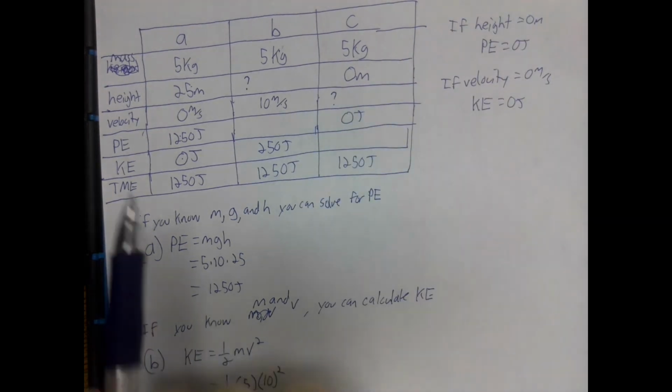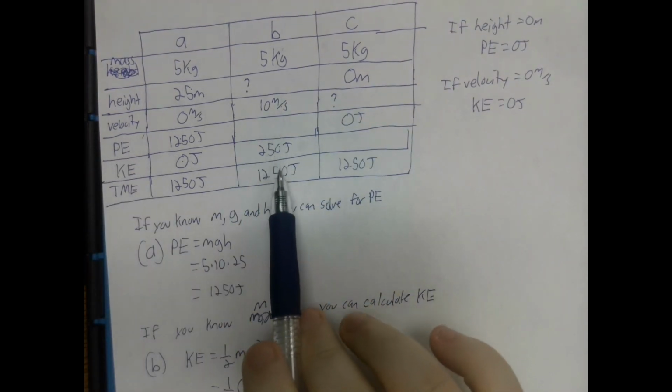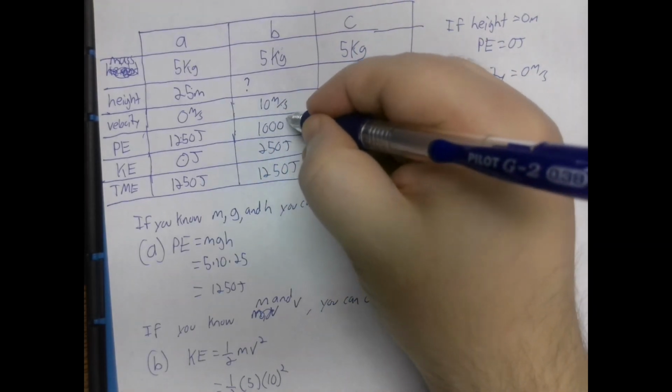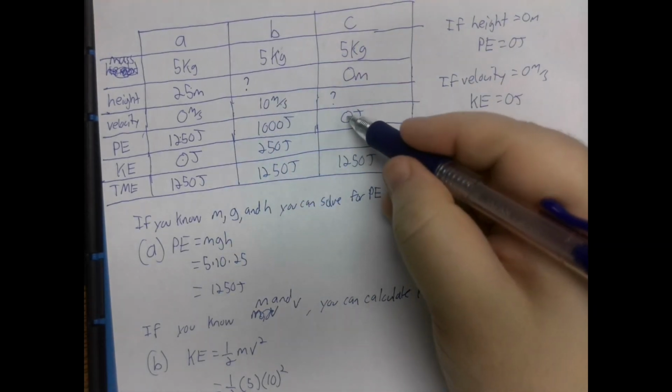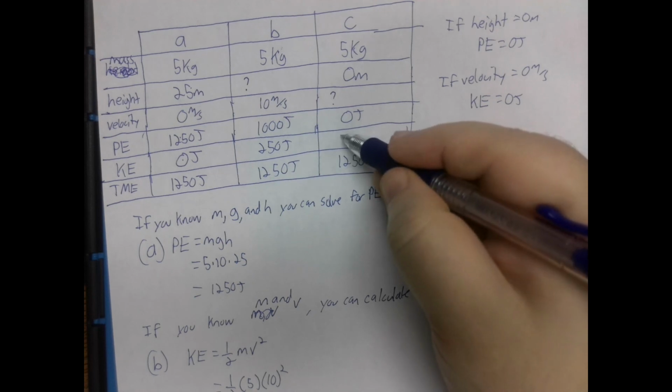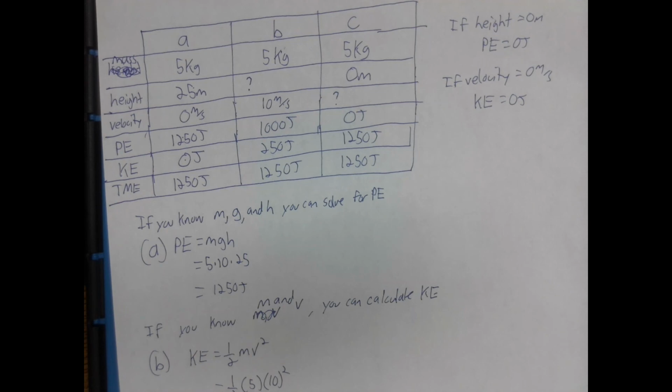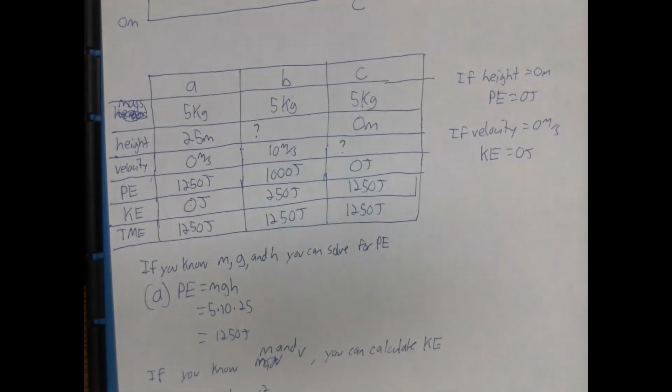Now then, potential energy: what plus 250 gives you 1250? 1000 joules. And 0 plus what gives you 1250? And now all we need is the height and velocity, which you can use that table of formulas I gave you last time to solve for.